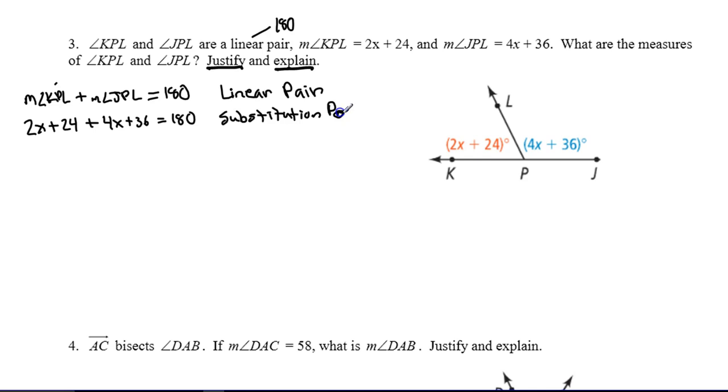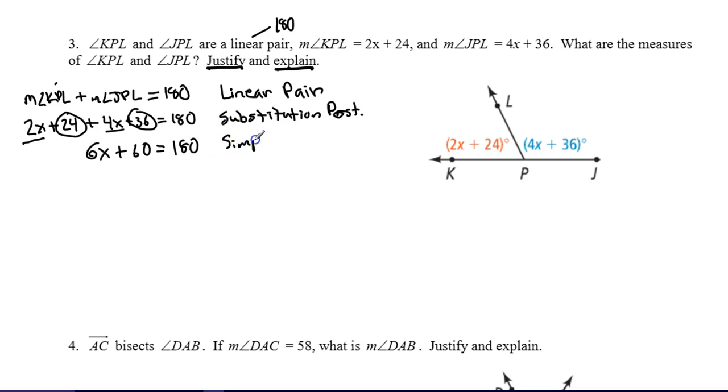Property, postulate, depending on the textbook, those are different. Okay, so now what are we going to do? Well, we've got some algebra here, and we're going to look at this, we've got like terms here, like terms here. We're going to combine those. So we'll get 6x plus 24 and 36 is going to be 60. And that equals 180.